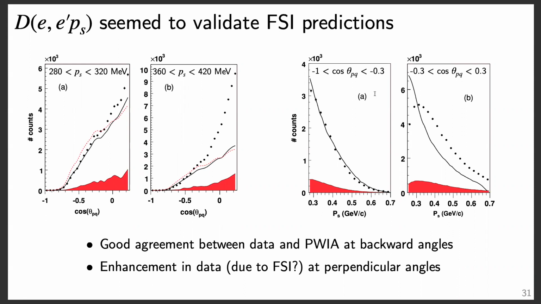And then a complementary picture is shown here, where it's shown versus the spectator momentum for two different bins in cosine theta PQ. And so you see that for this one that's very, very far backward, you get really good agreement. But when you're at more perpendicular angles, you get this enhancement that's not seen in the PWIA. So this enhancement in data is, I think, interpreted to be caused by final state interactions. And you see that you really avoid these if you're looking at very backward angles.